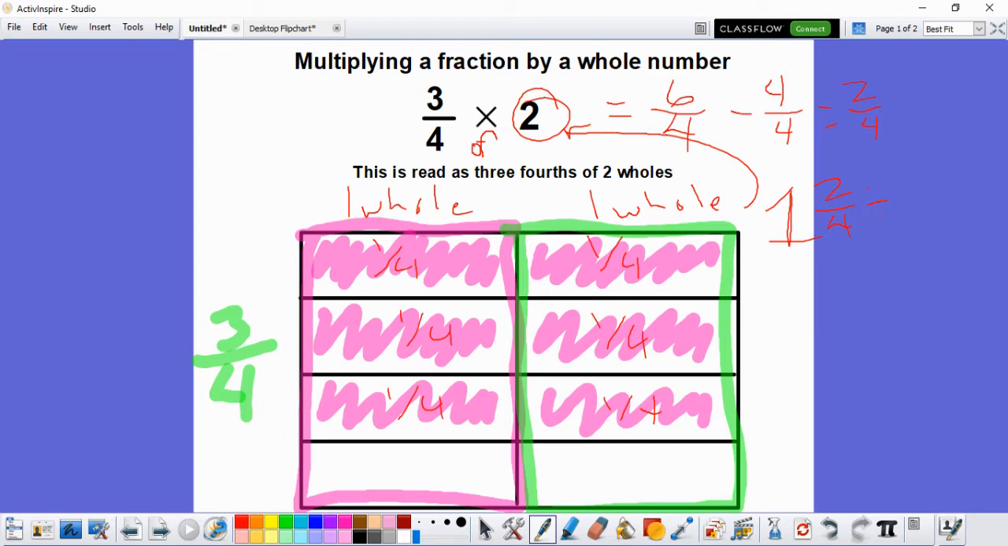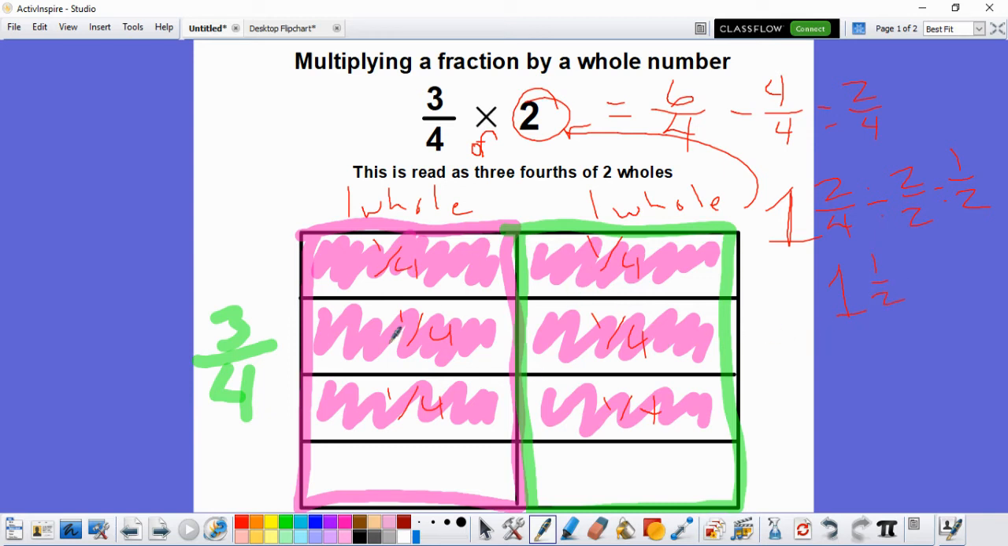We know that we can divide 2/4 by 2/2 because we always divide by 1. And that'll give us 1/2. So our final answer is 1 and 1/2.